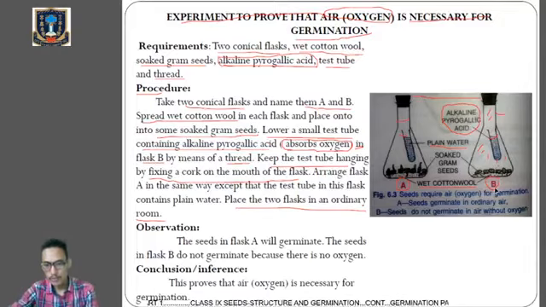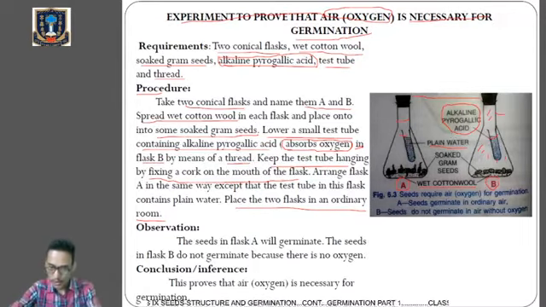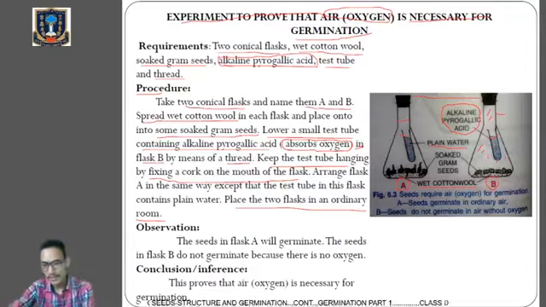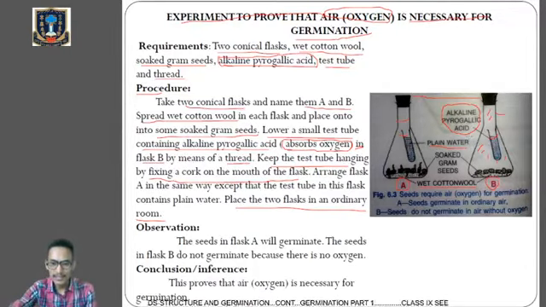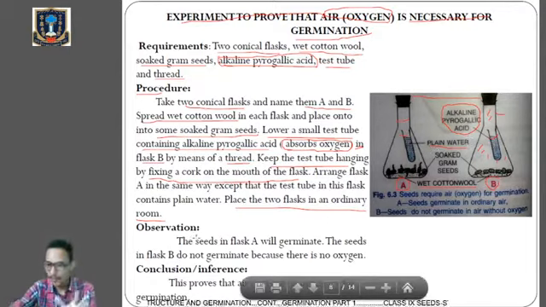So conical flask B will be devoid of oxygen. Similarly, in conical flask A, we'll place the test tube, but this test tube will contain plain water instead of alkaline pyrogallic acid. So oxygen is present in conical flask A and is absent in B because it has been absorbed by the alkaline pyrogallic acid. Now both the flasks will be kept at ordinary room temperature.